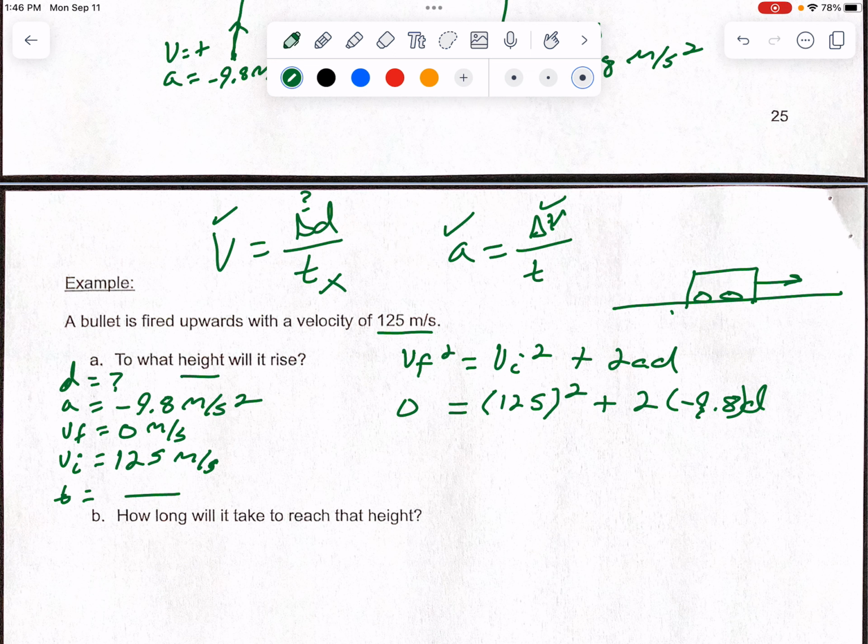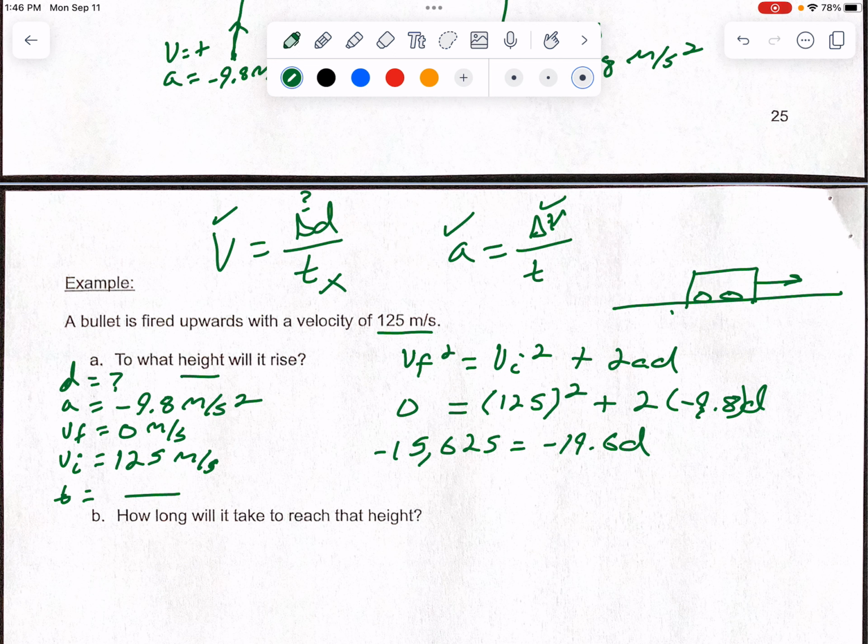times distance. Now, what I would do is bring that 125 squared over to the left side, which is going to make it negative. So that's negative 15,625 equals negative 19.6D. Now, if you left off that negative sign on the 9.8, it's not really going to affect your numerical value. It's just going to tell you that you're going to have a negative distance.